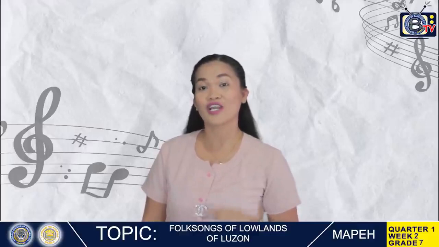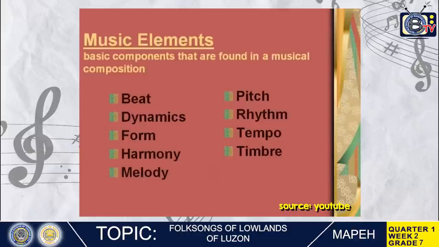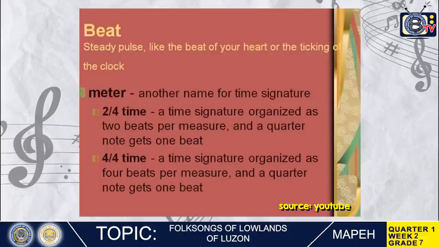Welcome to the Elements of Music. Basic components that are found in a musical composition include beat, dynamics, form, harmony, melody, pitch, rhythm, tempo, and timbre. Beat is a steady pulse like the beat of your heart or the ticking of the clock. Meter is another name for a time signature. A 2/4 time is a time signature organized as 2 beats per measure and a quarter note gets 1 beat. 4/4 time is a time signature organized as 4 beats per measure and a quarter note gets 1 beat.